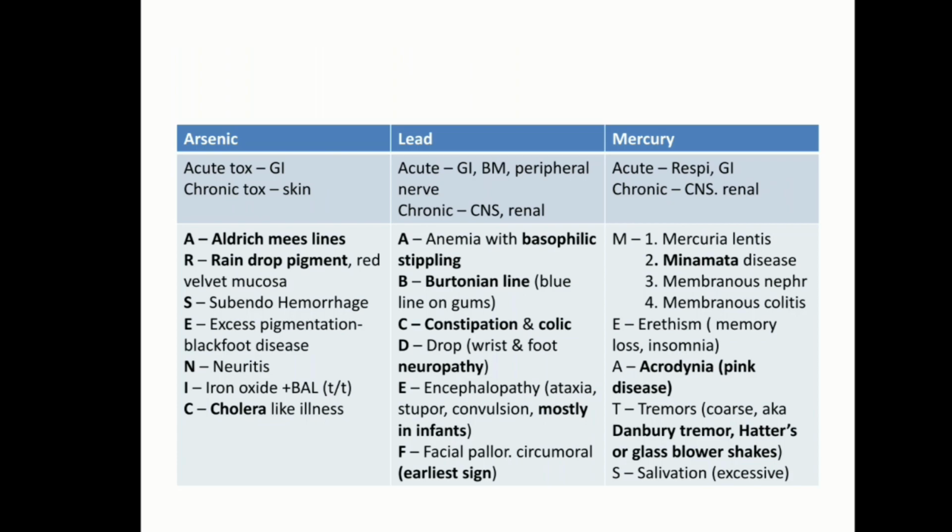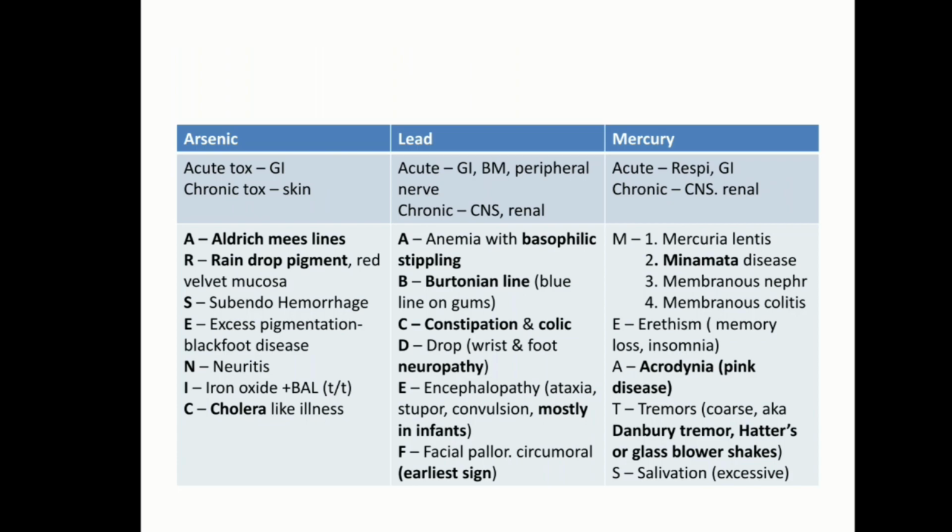Clinical features of lead can be remembered with the mnemonic A, B, C, D, E, F. A for anemia with basophilic stippling. B for Burtonian line, which is a bluish grey line on gums. C for constipation and abdominal pain, also known as colic. D for wrist drop, foot drop, which is neuropathy, also seen as Bell's palsy. E for encephalopathy, which is most commonly seen in infants. And F for facial pallor, which is circumoral, and it is the earliest sign seen in lead poisoning.